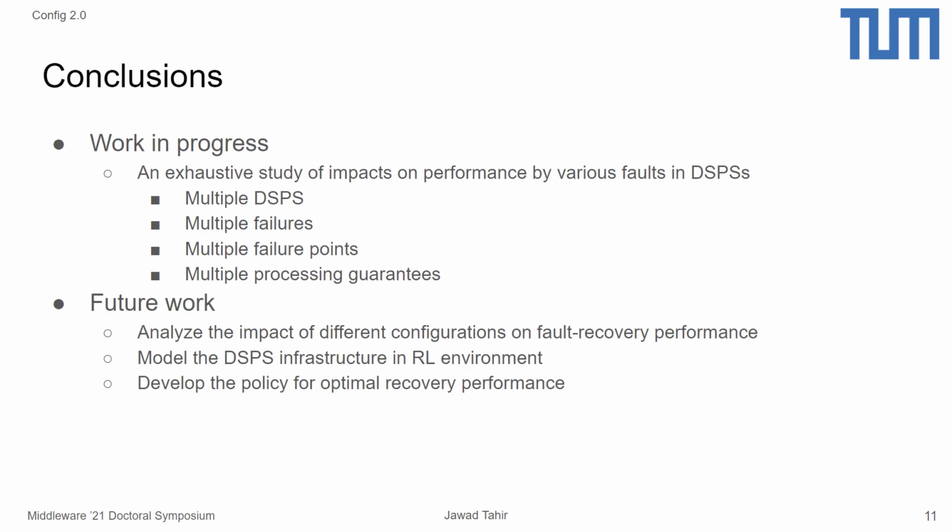Now, I will conclude my presentation by summarizing my work in progress, and my planned future work. Currently, we are conducting an exhaustive study of the impacts on performance by various faults in stream processing systems, where we have shortlisted multiple stream processing systems, and we are also injecting multiple types of failures, and we are also injecting these failures at multiple points in the system. And then we'll also see the impact of having different processing guarantees on the latency and throughput.